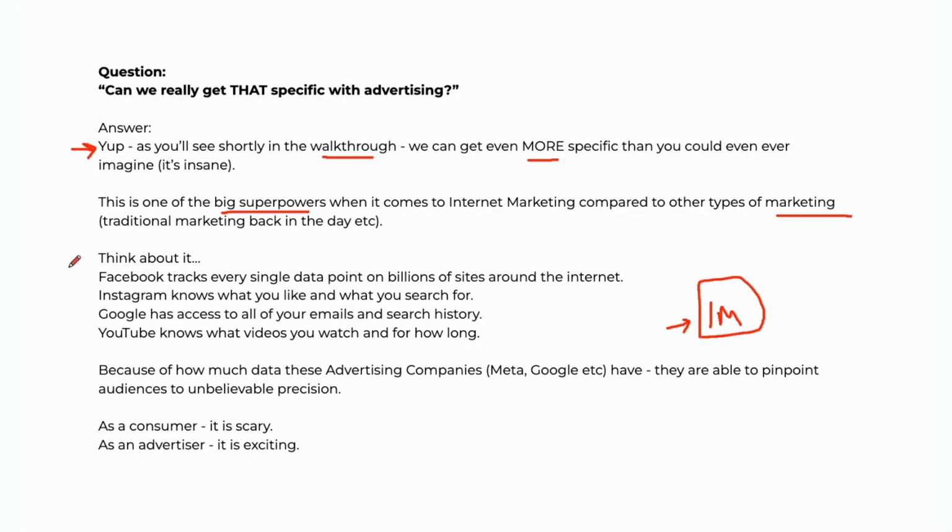And if you really think about it, Facebook is tracking every single data point for billions of sites and users around the internet, right? Instagram knows what you like and what you are searching for on their platform, how long you spend looking at XYZ picture, right? Google has access to pretty much all of the internet's emails, right, and search history. YouTube knows what videos we are watching and for how long and what we're actually interested in. And so you could argue that these social media platforms, these ad platforms, know us better than we know ourselves.